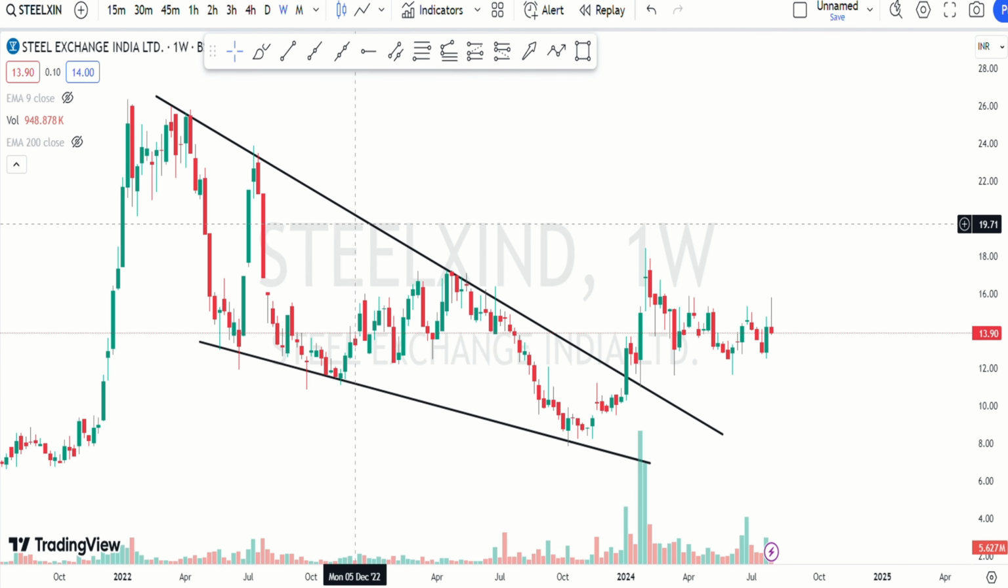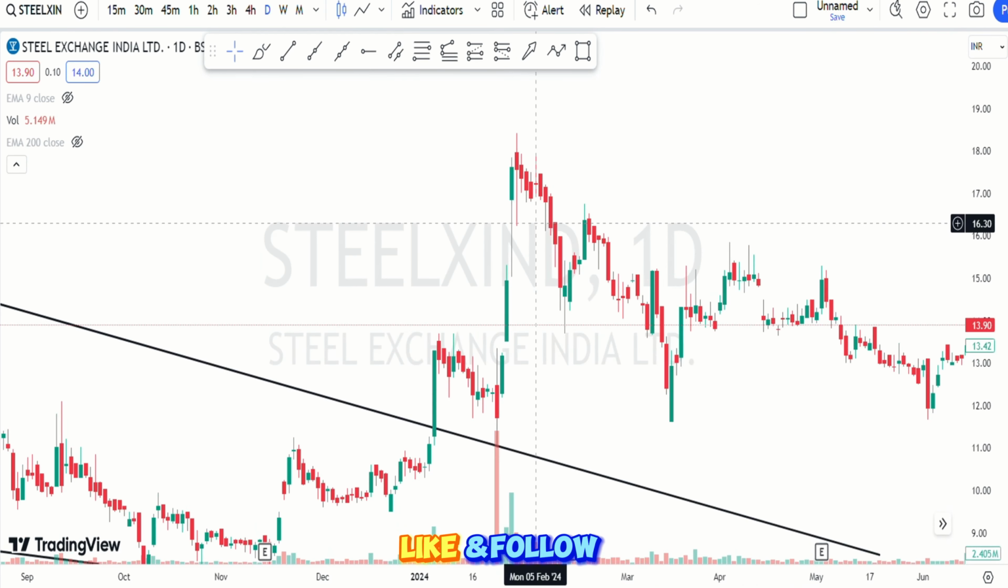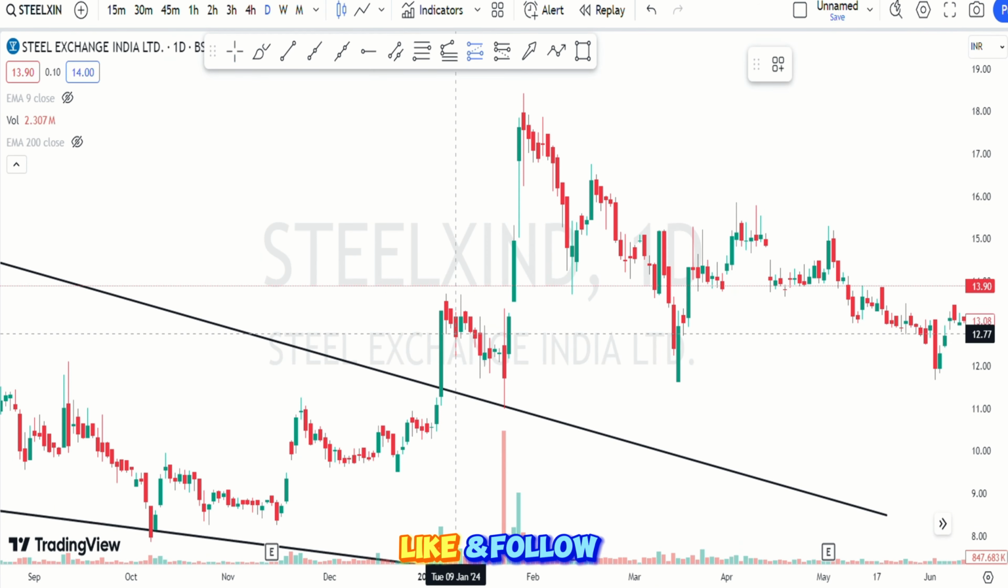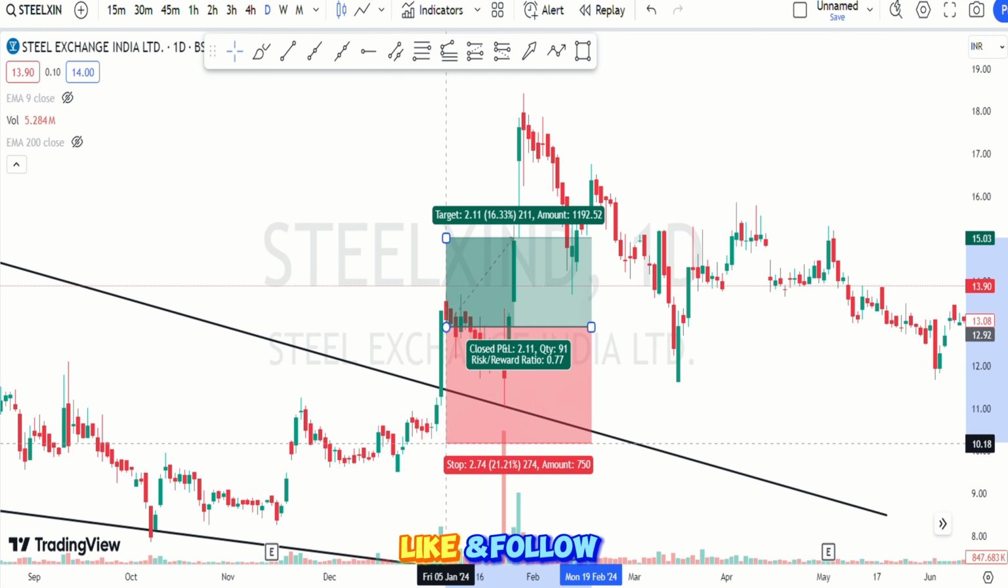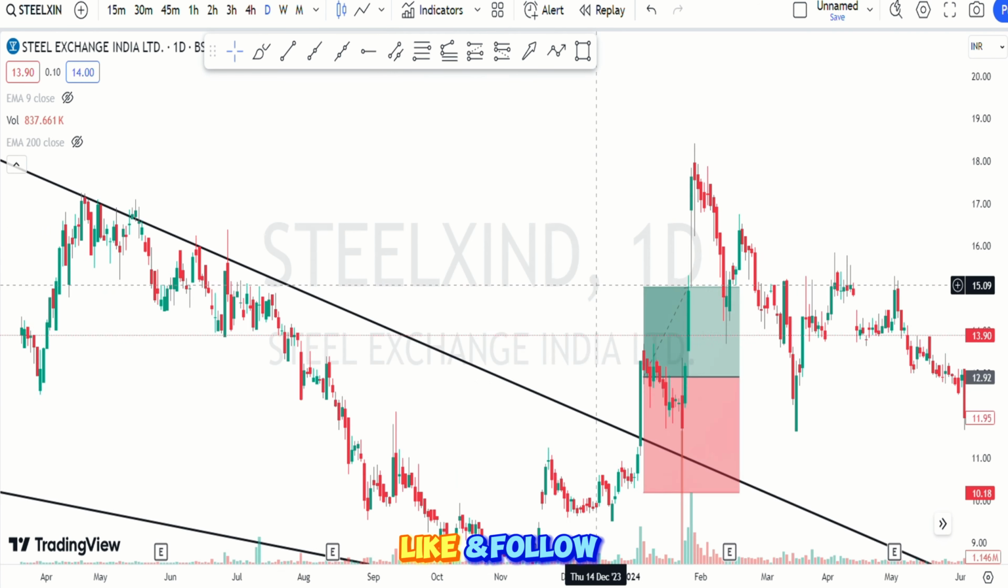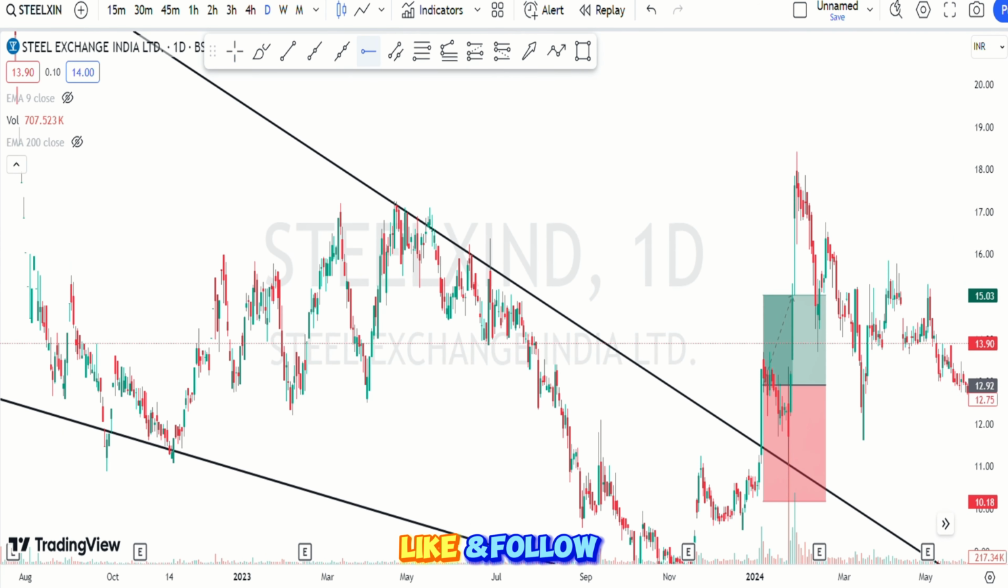Breakout. What do you see? You see a simple little triangle pattern, right? And our entry was exactly at this place, and our stop loss was below this candle, and our target was exactly at this place.